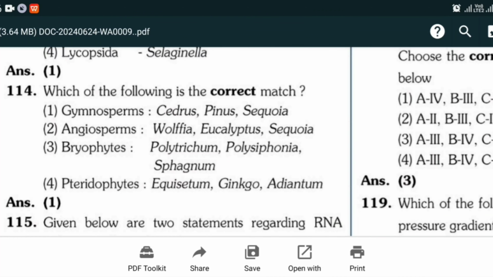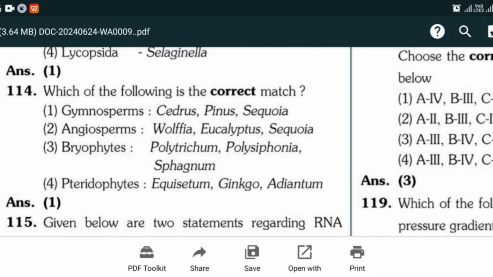Then, which of the following is the correct match? Let us see which plants belong to which group. Gymnosperms contain cedrus, pinus, sequoia. So all these are correct. Sequoia, one of the tallest trees, is a gymnosperm. Then in angiosperms, Wolffia, Eucalyptus and Sequoia. No. Wolffia and Eucalyptus belong to angiosperms but not Sequoia.